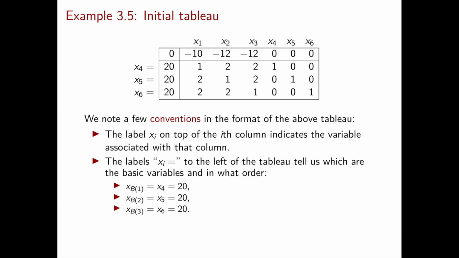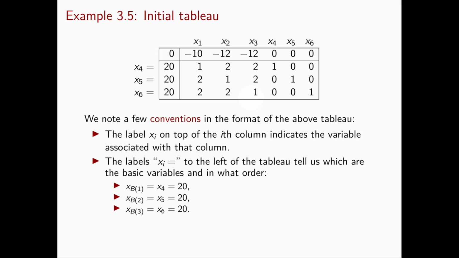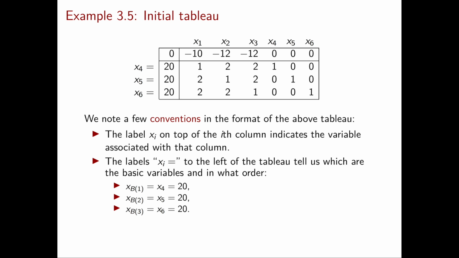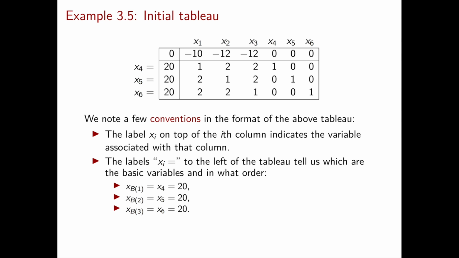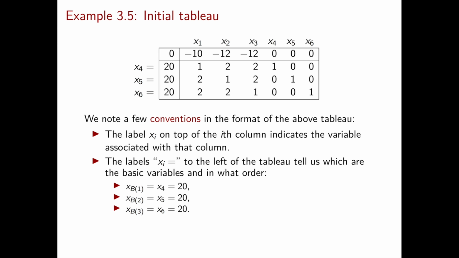For example, if I look at the column -12, 2, 2, 1, if I didn't have this label, I would have to count that this is the first, second, third column, so it is the one corresponding to x3. Now having the label here instead just allows me to quickly understand that without counting which column this is. Now the labels on the left instead are a little bit more interesting. In fact, they tell us which are the basic variables and in what order. In this example then, I know that x4 is the first basic variable, x5 is the second basic variable, and x6 is the third basic variable.